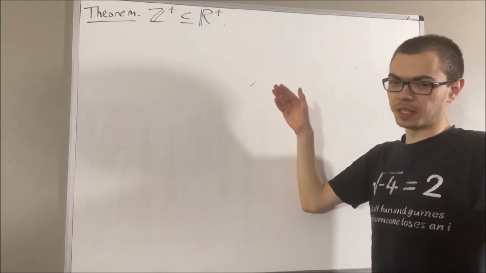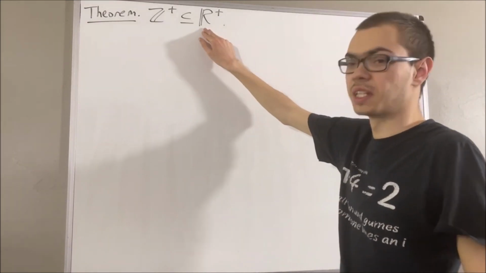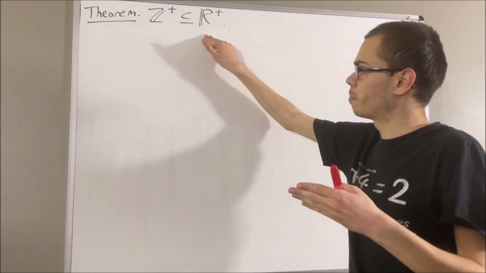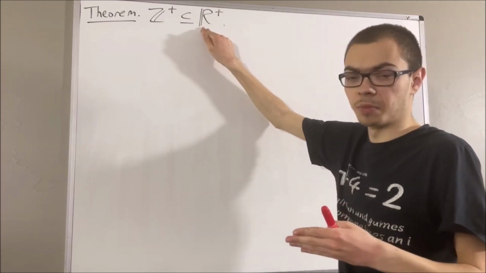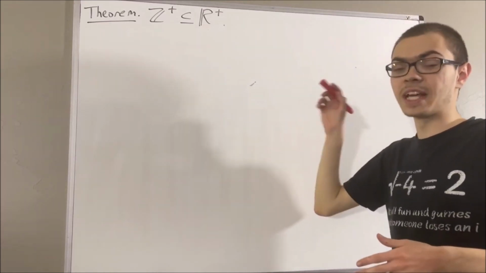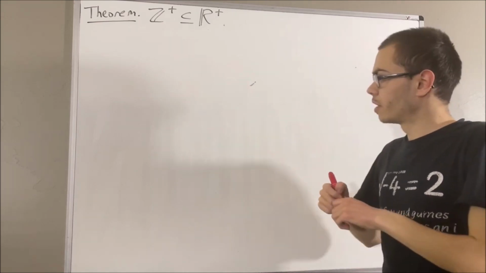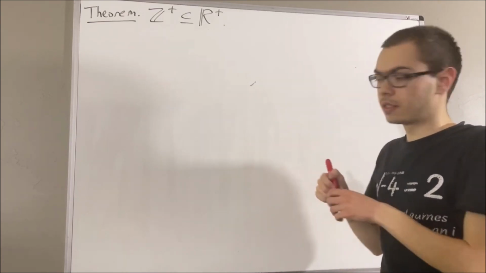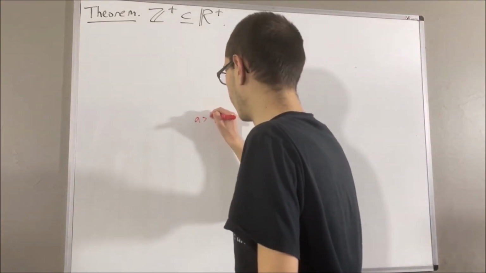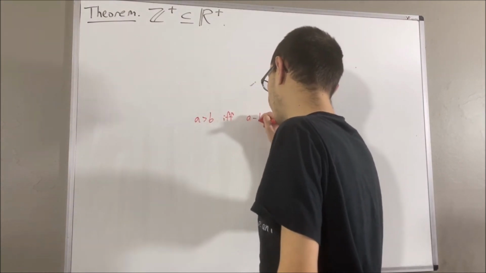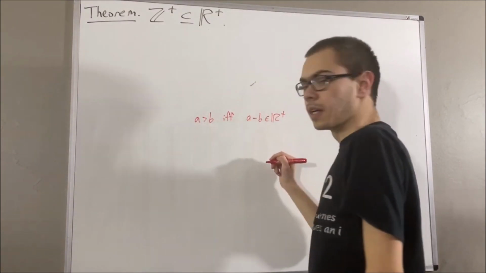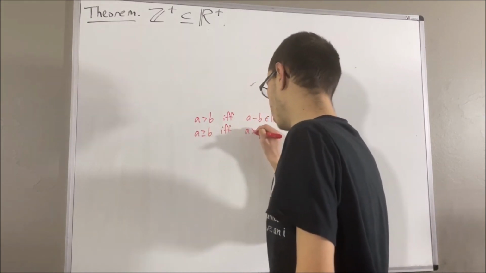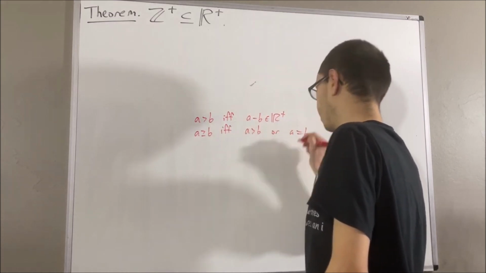Now, in our real number system, we are given that the positive real numbers is a subset of the real numbers, and it satisfies axioms 8 and 9. Now, we used the set of positive real numbers to define the greater than relation and the greater than or equal to relation. And the way we defined them was as follows. Given any two real numbers, a and b, we say a is greater than b if a minus b is a positive real number. And we say a is greater than or equal to b if a is greater than b or a is equal to b.